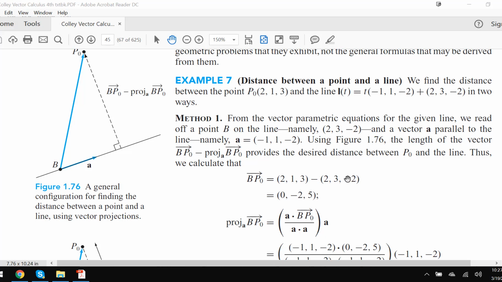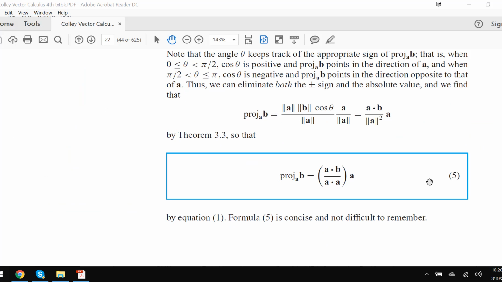BP0 is this minus this, I guess. Because here is B, right? That's what we said B was. And here's P0. So we can do that, and we get this for BP0. Now we have to get the projection. We have to go back to our formulas for the projection. So I won't scroll back to the formula, but you can, well, I will scroll back.